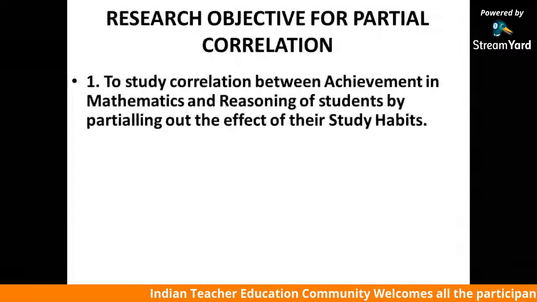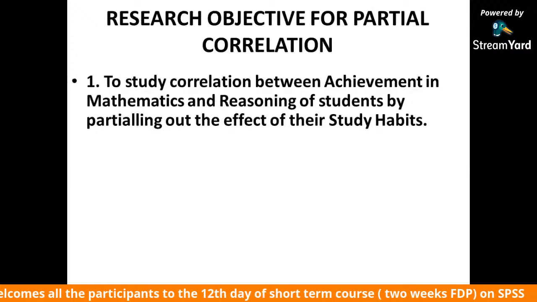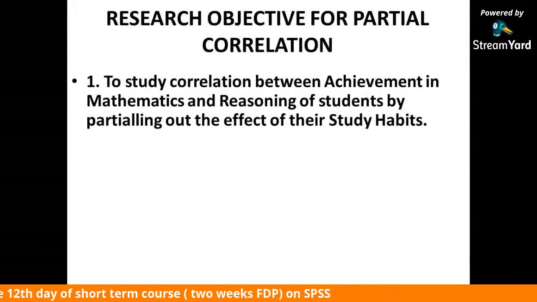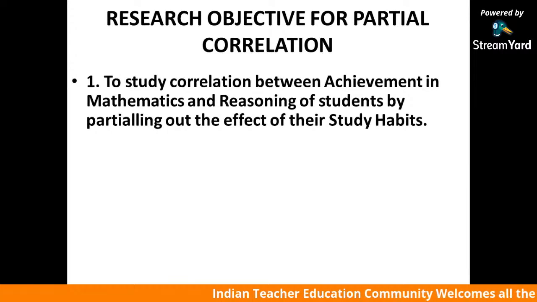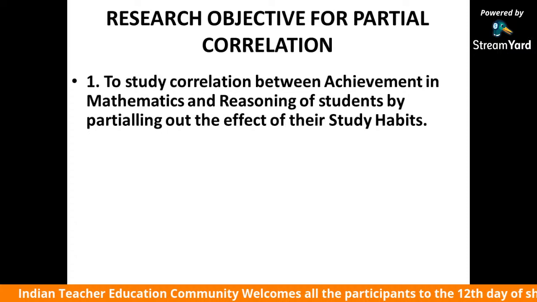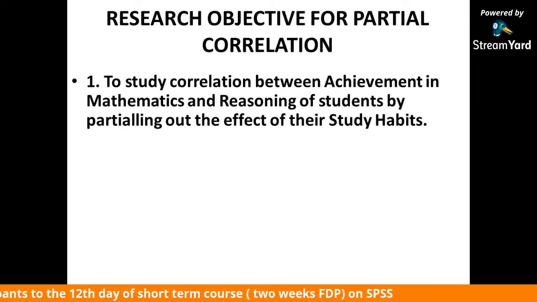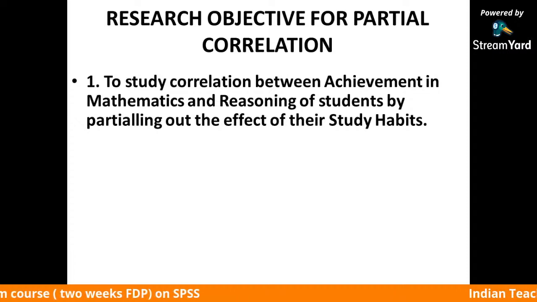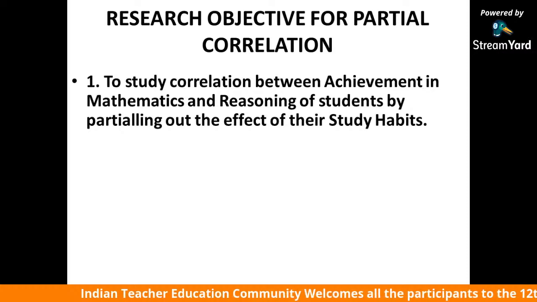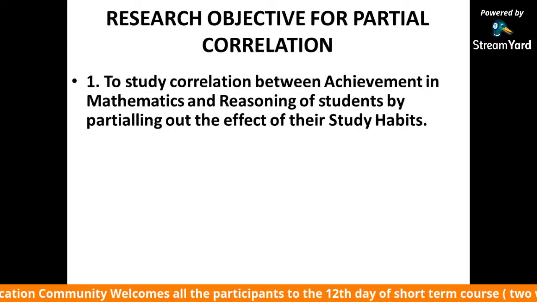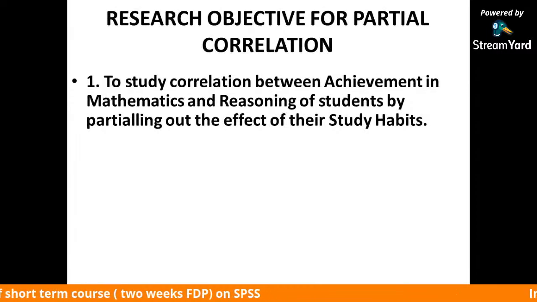Now, one objective is to study the correlation between achievement in mathematics and reasoning of students by parceling out the effect of their study habits. Because the achievement in mathematics, the reasoning, and the study habit, all these three are interrelated. And therefore, I want to find out the correlation between achievement in mathematics and reasoning when I control the variable, that is the study habit. I am controlling this using the partial correlation technique. So it's a statistical method of control.